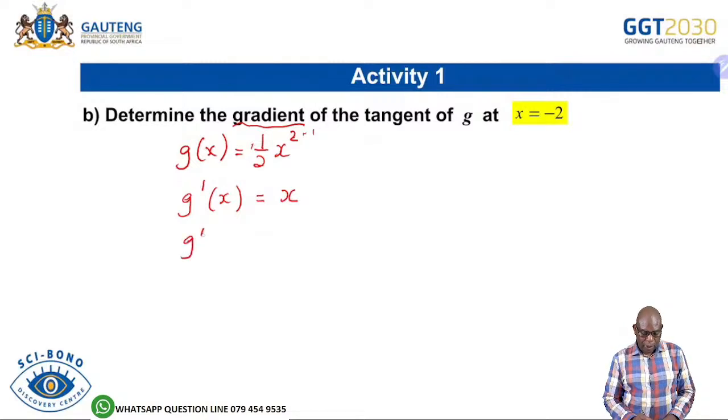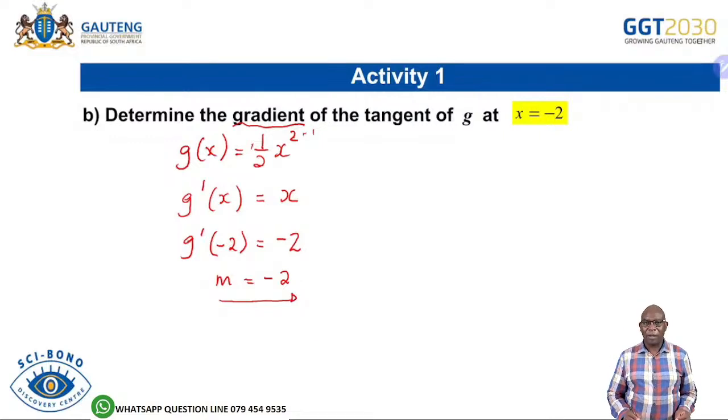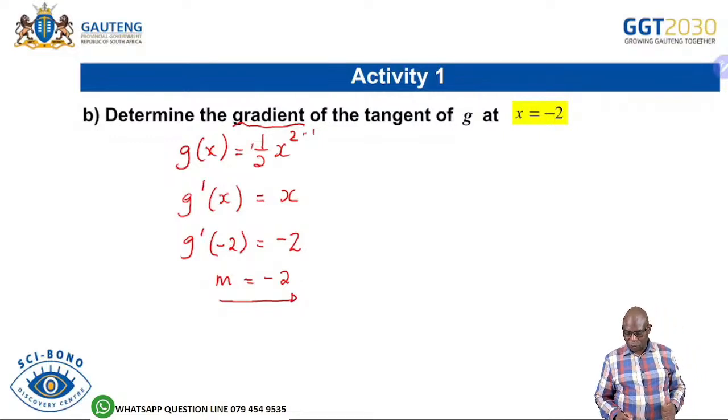Now this is where I get the gradient at a point. So gradient at a point means I must substitute the value of x by -2, which means my gradient will be nothing else but -2. So I have a gradient, I have a point. The next question, obviously, will be to determine the equation of the tangent. In this case, it was the gradient of the tangent. Now we need the equation of the tangent.